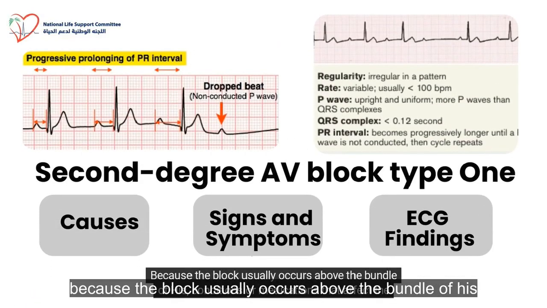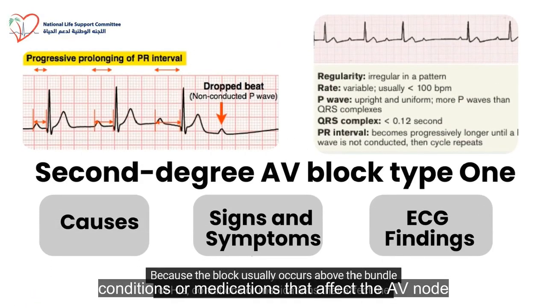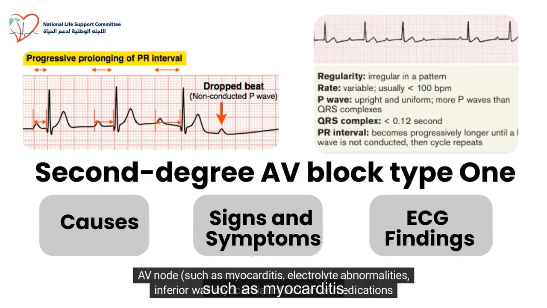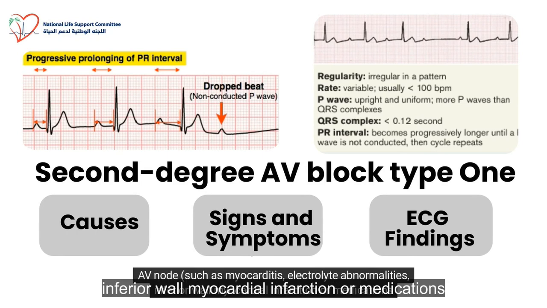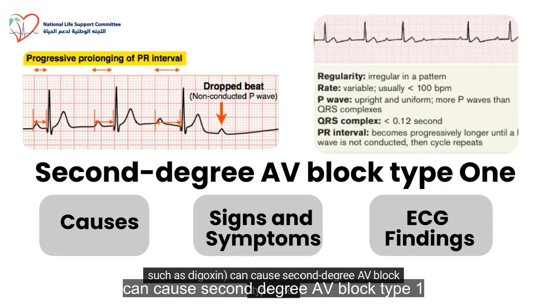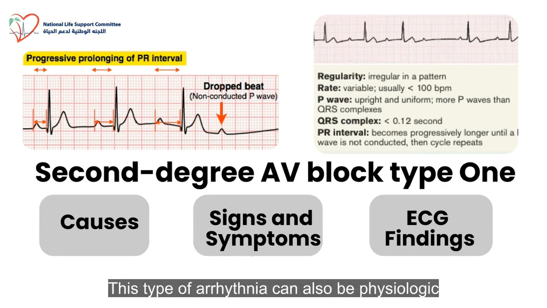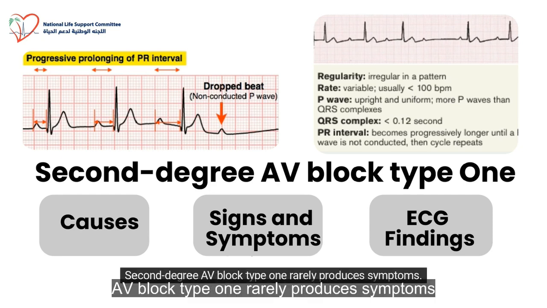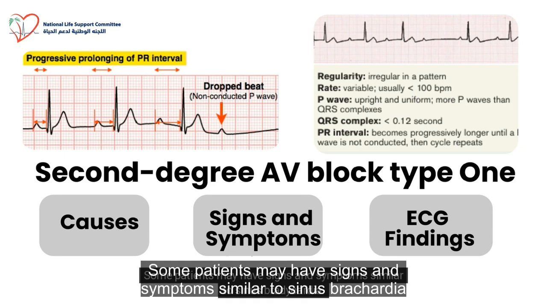Because the block usually occurs above the bundle of His, conditions or medications that affect the AV node, such as myocarditis, electrolyte abnormalities, inferior wall myocardial infarction, or medications, such as digoxin, can cause second-degree AV block type 1. This type of arrhythmia can also be physiologic. Second-degree AV block type 1 rarely produces symptoms. Some patients may have signs and symptoms similar to sinus bradycardia.